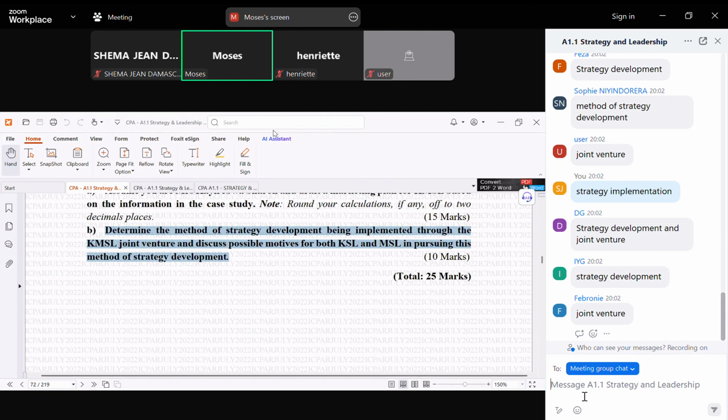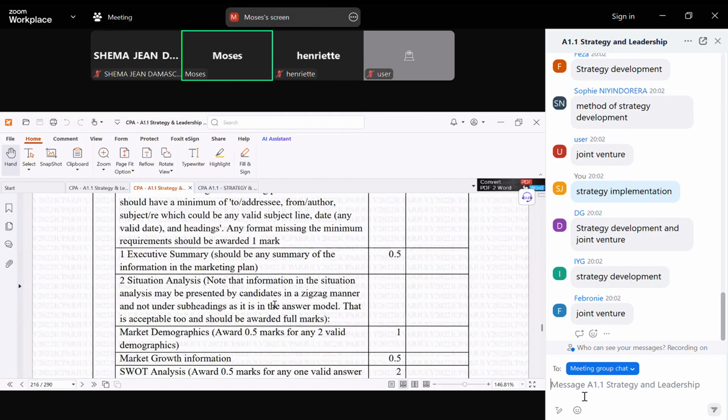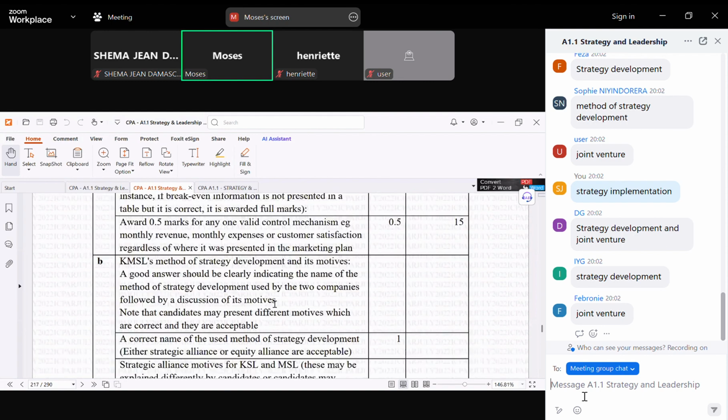Right. I think the key concept here is strategy development. Why you cannot say joint venture is because joint venture is not really in the question here. Eventually, it's the answer probably, but here you start with strategy development, and when your answer is joint venture, you also have to explain what a joint venture is. Let's go see how they approached this one.